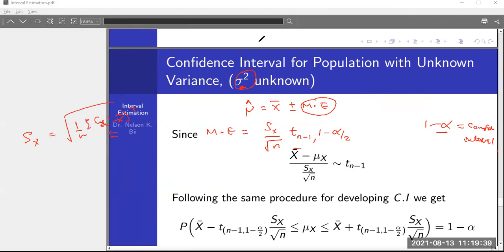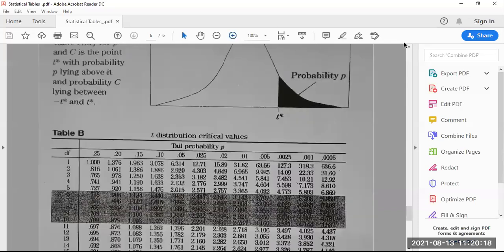So from your standard normal tables, I believe there is a page which has what we call the student's T distribution table. Let me share my table here. I believe it has got the student's T. Yes, there is. Okay, so let me share this table here. So you can see my table. Yes.